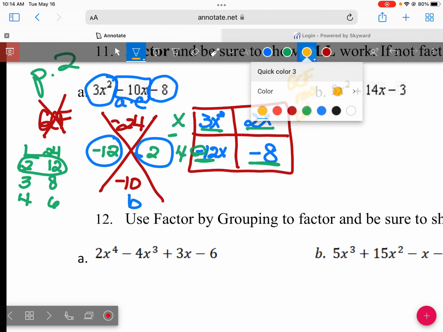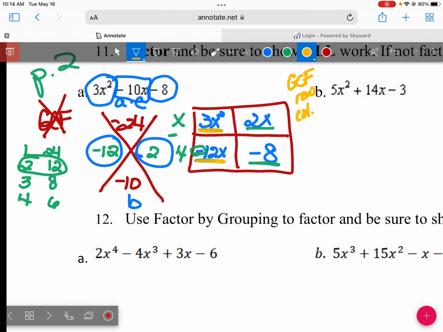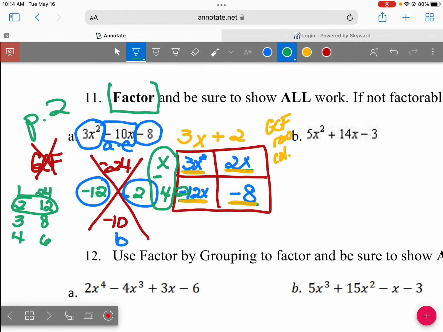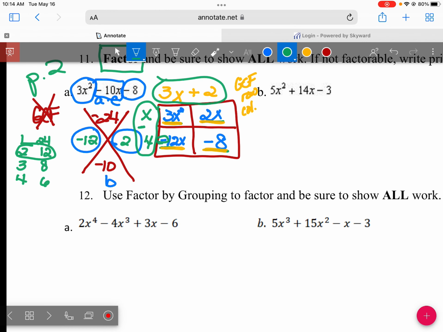Then we look at the columns, 3x squared and negative 12x. 3 and negative 12 is going to be 3x. And we have a positive 2x and a negative 8. That's negative 4. This is positive 2, yes. Negative 4. So the directions say factor. It does not say solve. So when we factor, you can just leave it as those 2 factors: 3x plus 2 and x minus 4. Okay, I remember now.